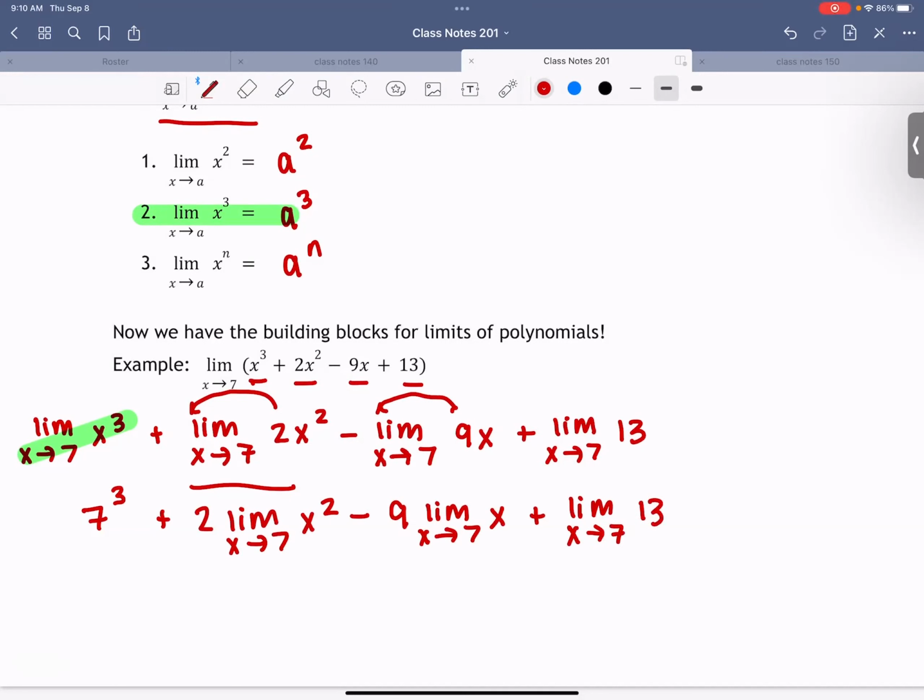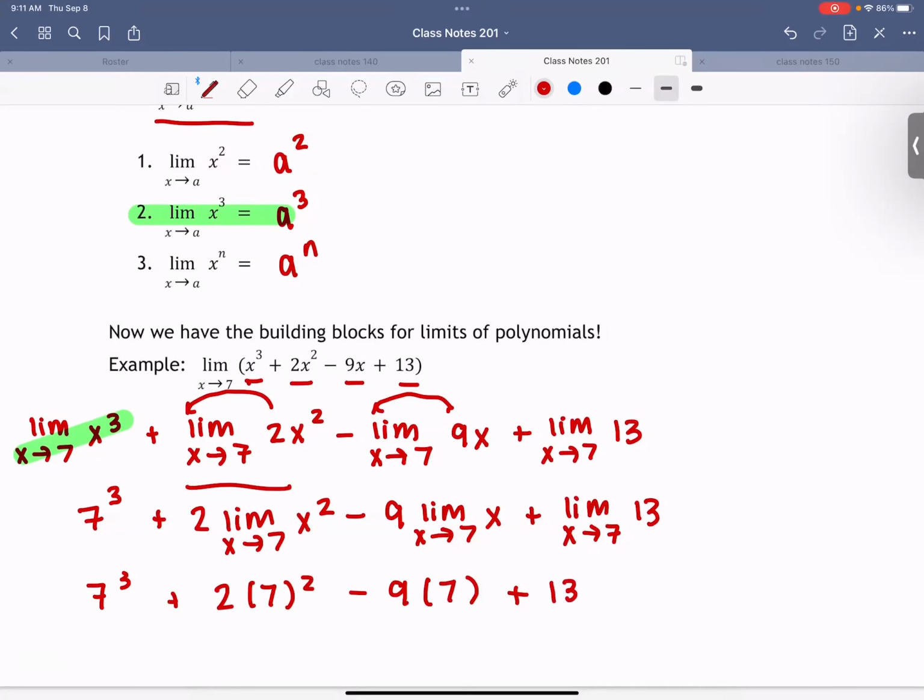Now we have very basic limits that we've talked about before. We know the limit as x approaches 7 of x squared can be solved by just plugging in 7. So this becomes 7 cubed plus 2 times 7 squared minus 9 times 7, I guess. What's the limit as x approaches 7 of 13? 13, right? That was the first function that we worked with on the first page.